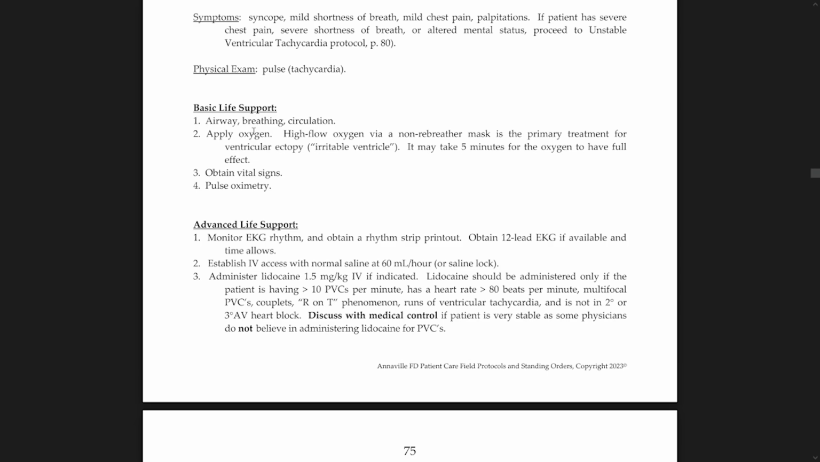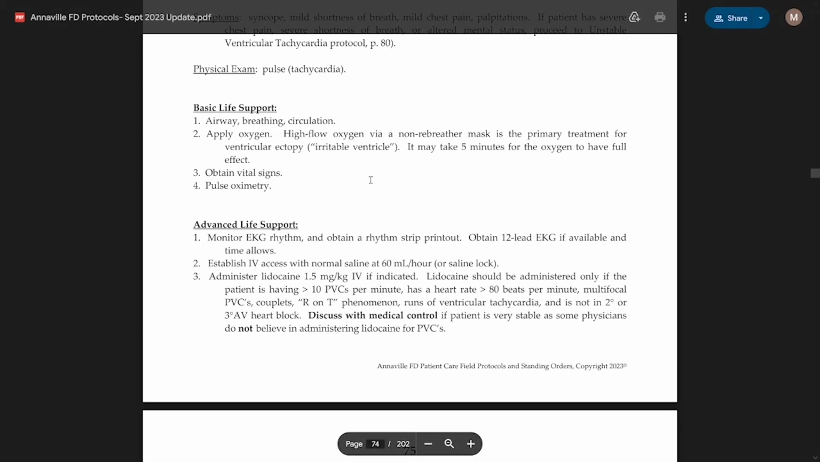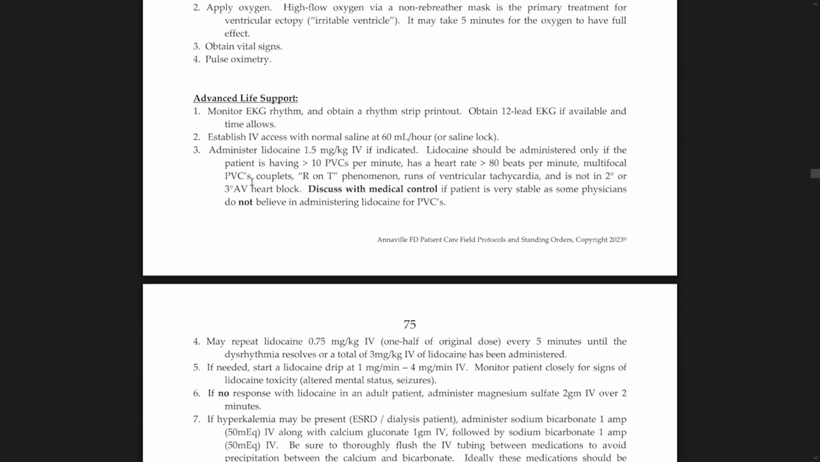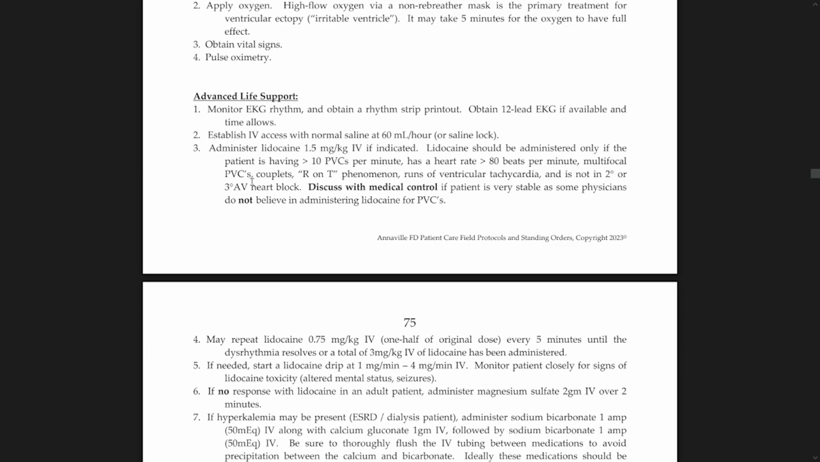High flow O2 via non-rebreather mask is the primary treatment for ventricular ectopy or irritable ventricles. It may take 5 minutes for the oxygen to have full effect. Obtain vital signs and establish a pulse oximetry device on them. For ALS, you want to monitor an EKG rhythm and obtain a rhythm strip printout. You want to obtain a 12-lead EKG if available and if time allows.